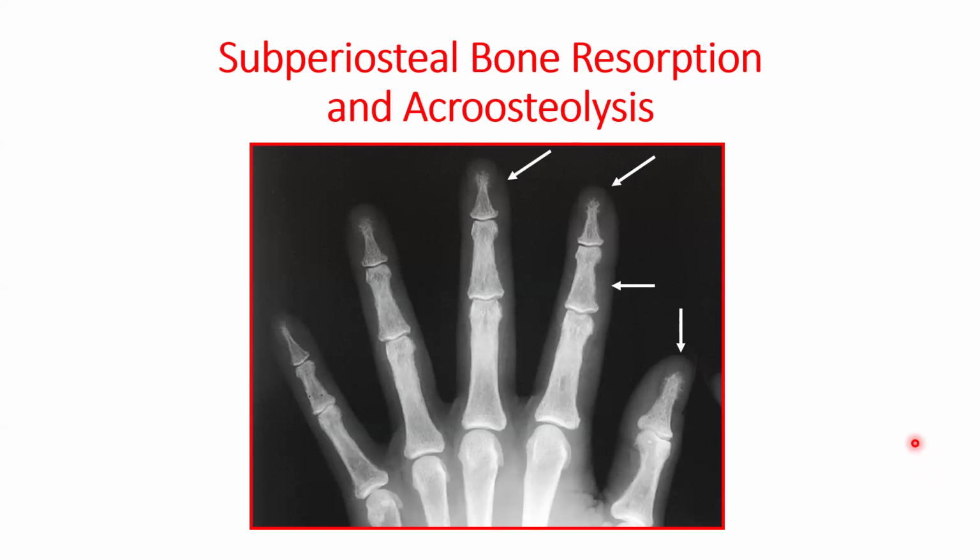hyperparathyroidism. So showing what? There is subperiosteal bone resorption, particularly visible in the radial margin of the middle and ring fingers in the middle phalanx. You see? Okay? And in addition, there is also acrosteolysis. There is osteolysis of the acral part of the distal phalanx or phalanges, as if they are eroded. Can you see? They are eroded. Let me show you another picture.